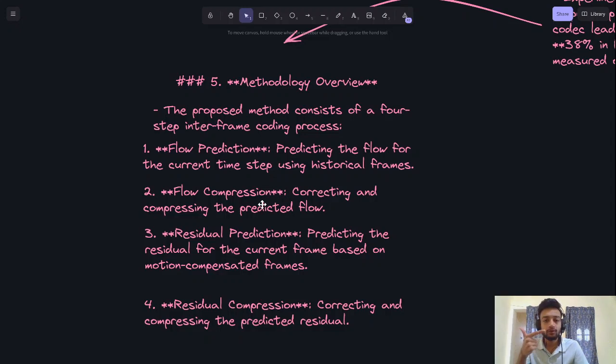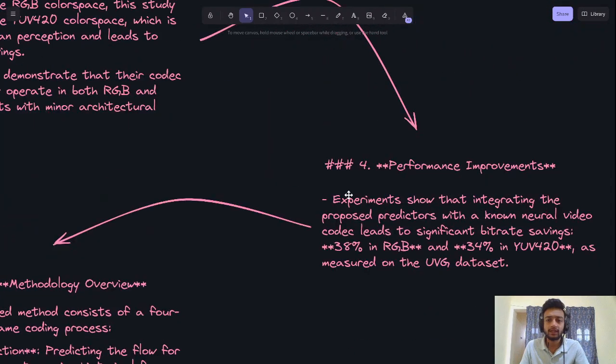The second one is flow compression. Flow compression is correcting and compressing the predicted flow. So these are the first two steps of this methodology overview. The third one is residual prediction, predicting the residual for the current frame based on the motion compensated frame. The motion compensated frames are the neighboring or previous frames which are considered as RGB in 4:2:0. So as we saw here, it can reduce about this.